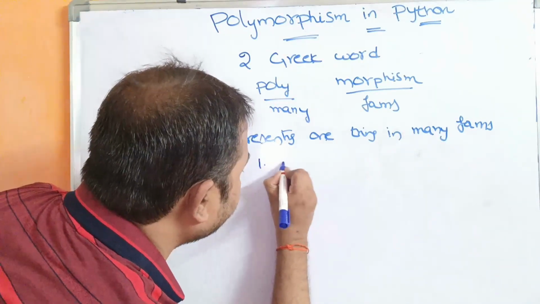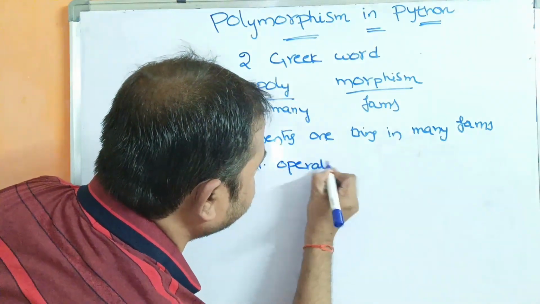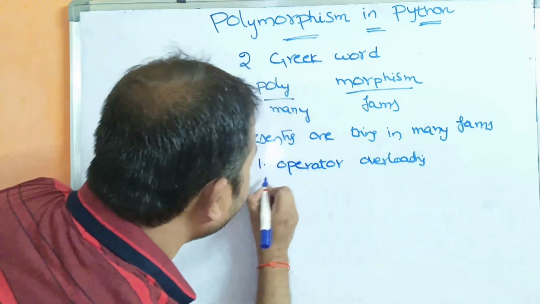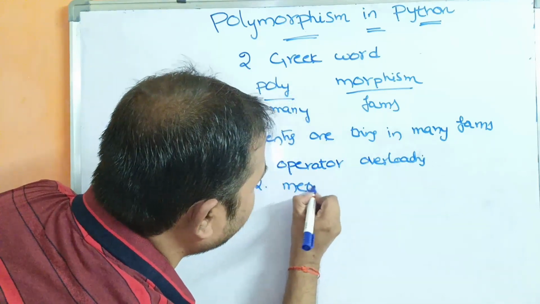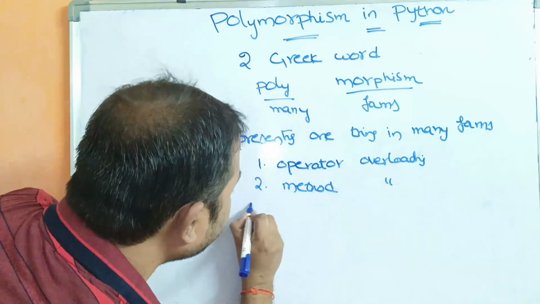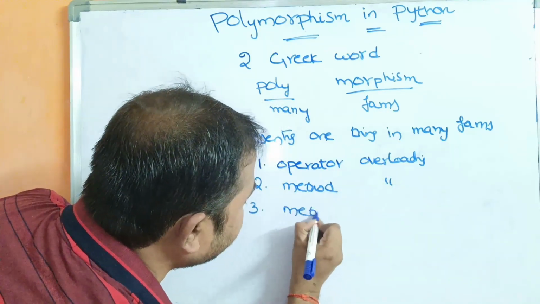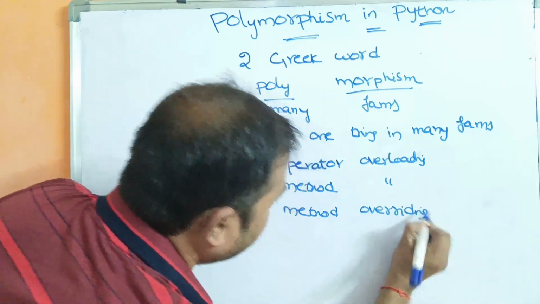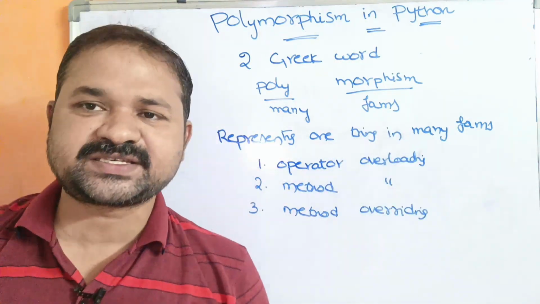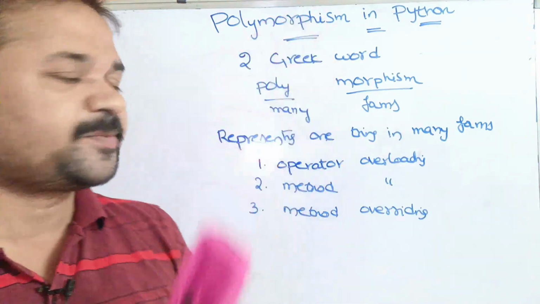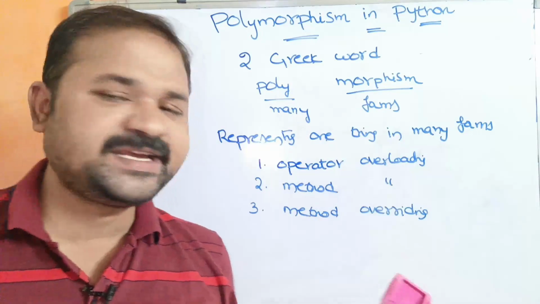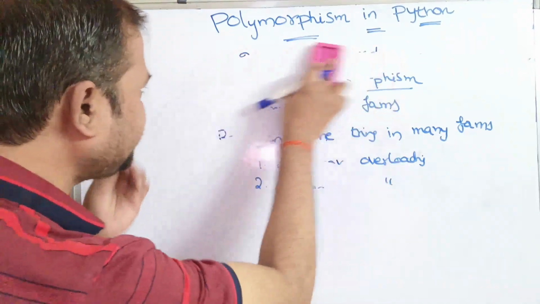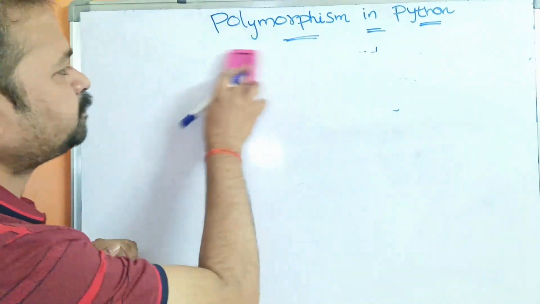The first way is operator overloading. The second way is method overloading, and the third way is method overriding. So by using these three approaches, we can implement polymorphism. Let us discuss all the three approaches one by one. Okay, so what is the first approach? The first approach is operator overloading.